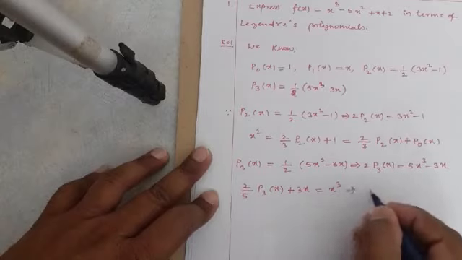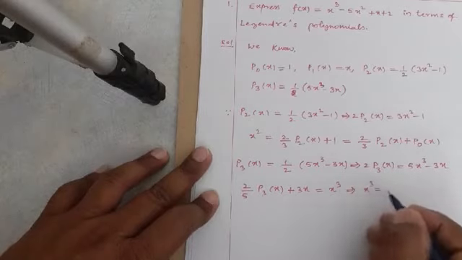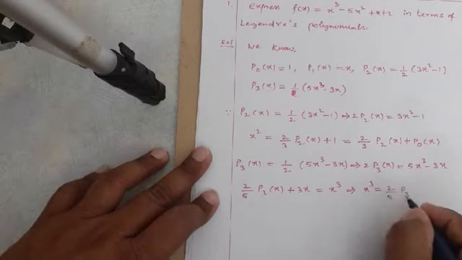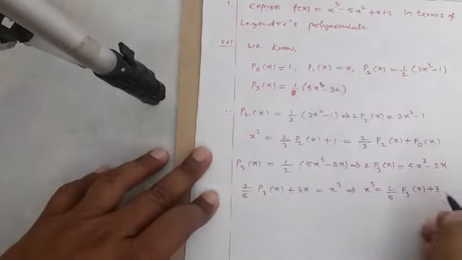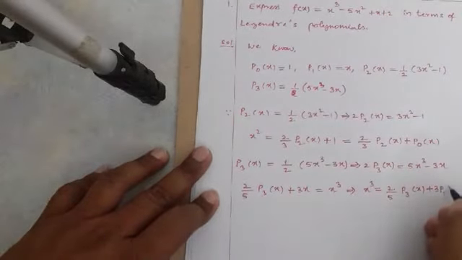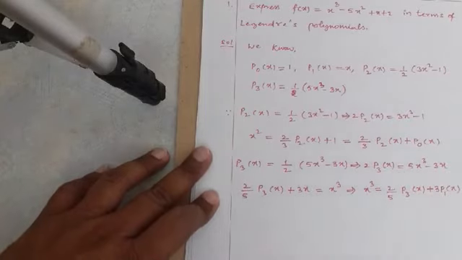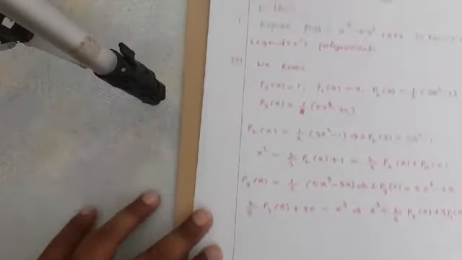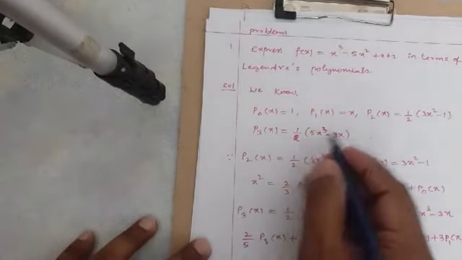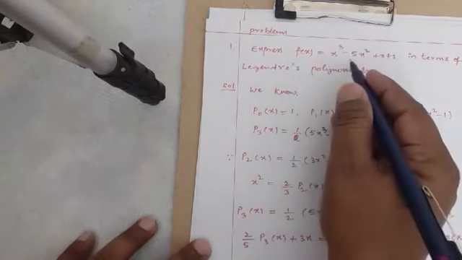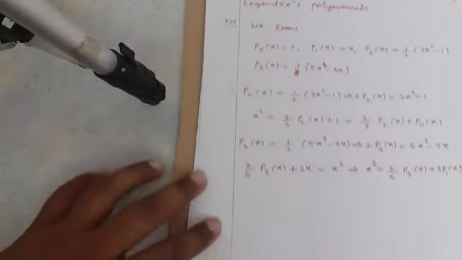This implies x cube is equal to 2 upon 5 p3 of x plus 3 into, in the place of x we write p1 of x, so we write here p1 of x. Okay, so after writing this, now we substitute x cube, x square and x in f of x. So let us substitute that.